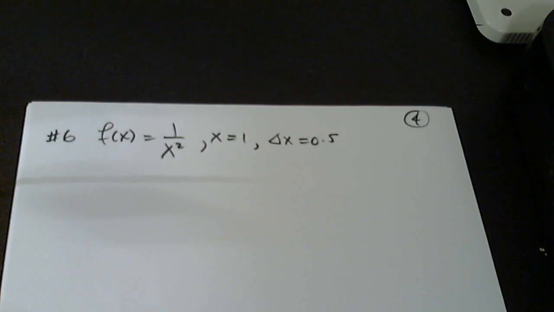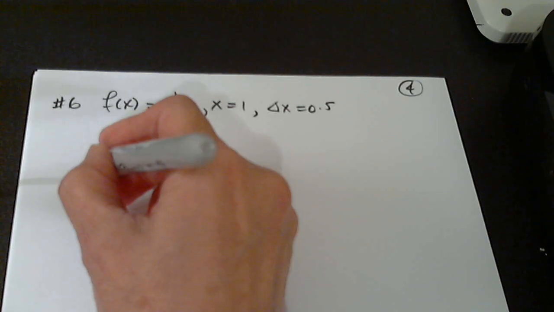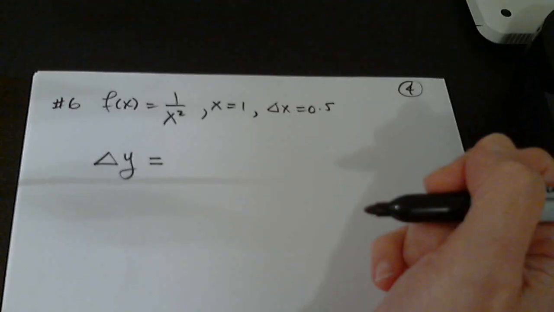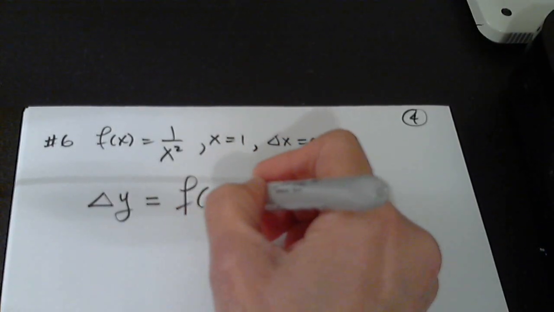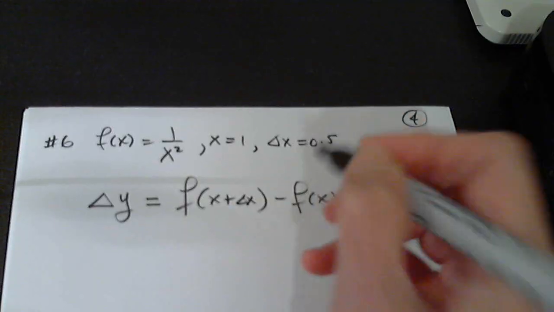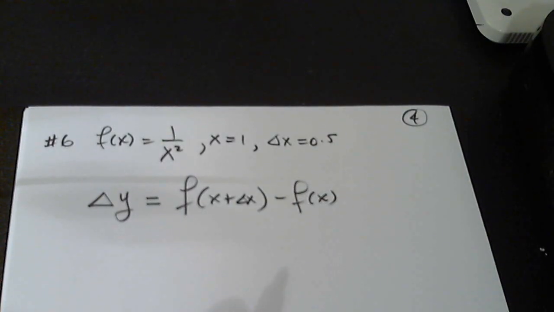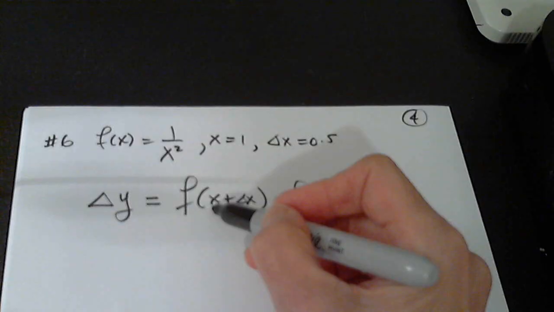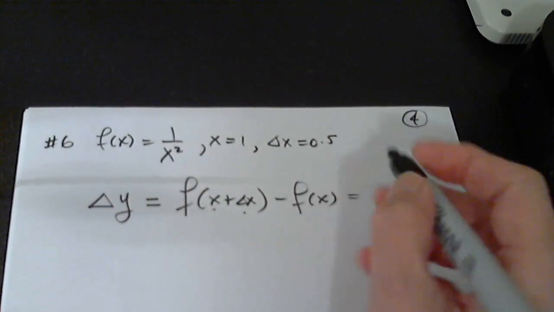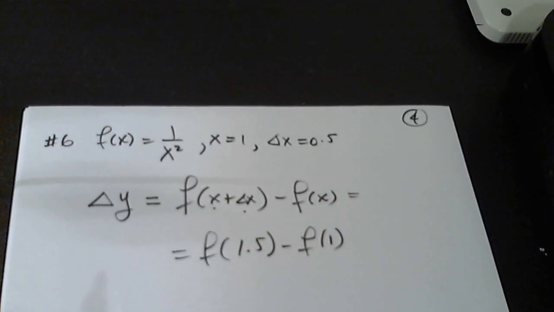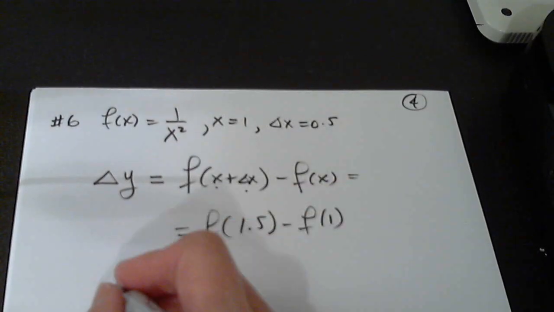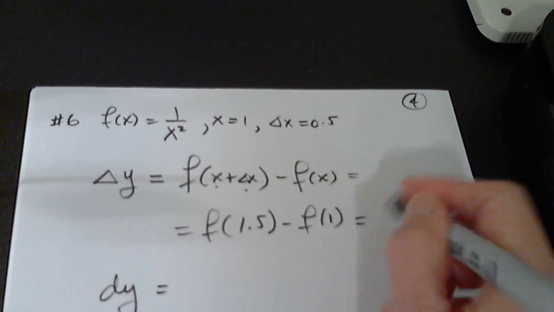Okay, good. So first of all, let's start with delta y. By definition, delta y is f of x plus delta x minus f of x. X is 1, delta x is 0.5. So then this will be f of 1.5 minus f of 1. Good. I'm going to calculate that in a minute.